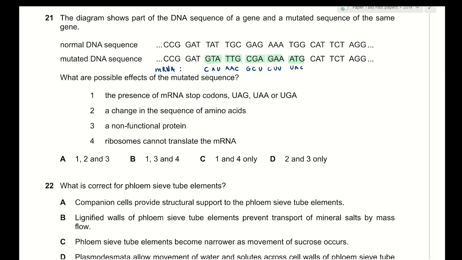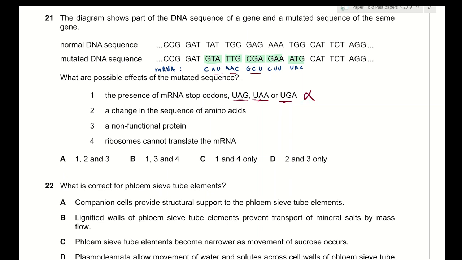Now, here, to make it easier for the students, I've converted the DNA sequences to mRNA to make it easier. Now, let's see the suggestions that we have here. 1. The presence of mRNA stop codons. Now, mRNA stop codons are these three. When I've converted them to mRNA, this is incorrect. We cannot see any stop codons here. Therefore, this is incorrect.